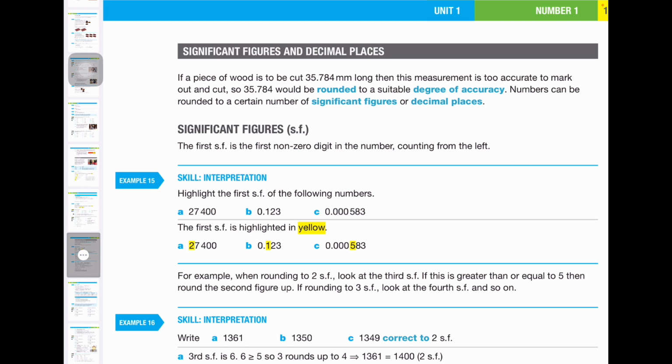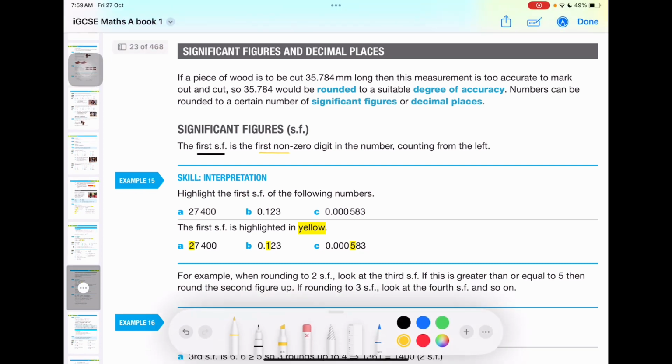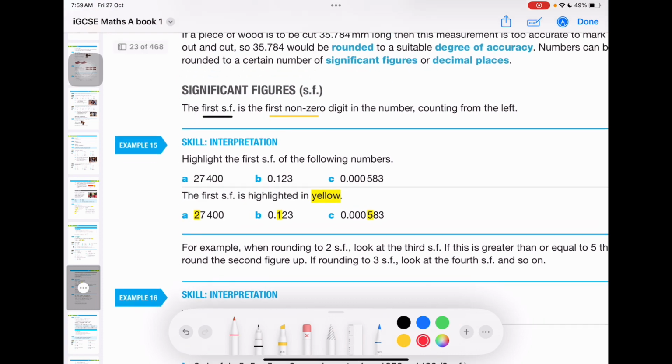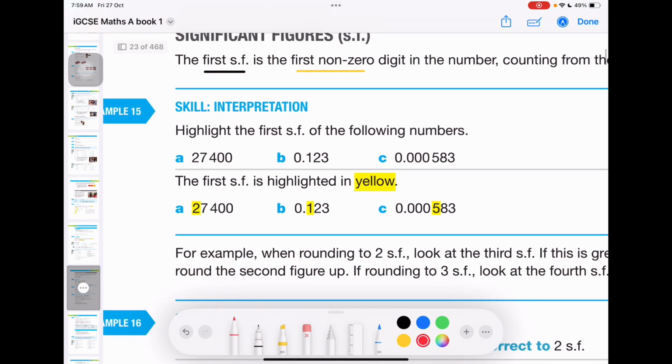So the first significant figure is basically the first non-zero digit in the number starting from the left hand side. This is basically excluding any zeros in the front. So let's use an example over here. Highlight basically the first significant figures of the following numbers.